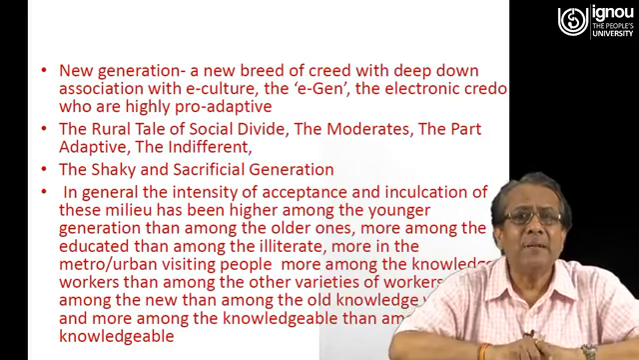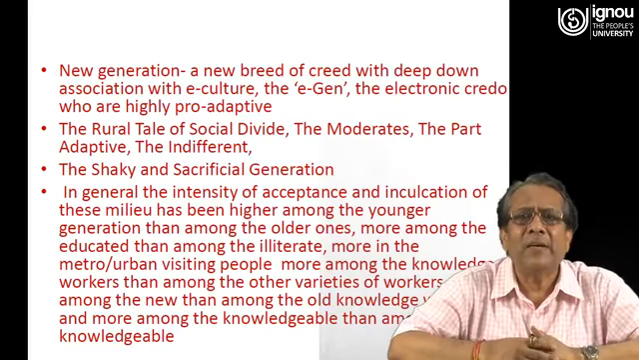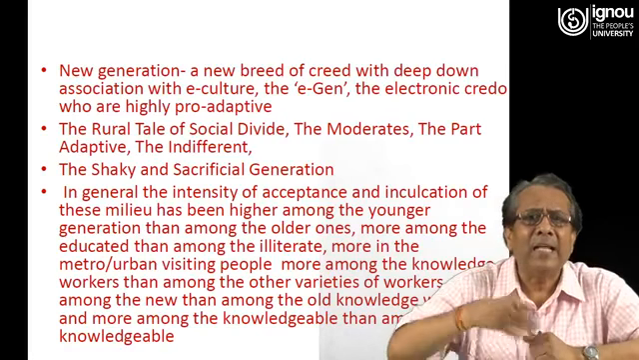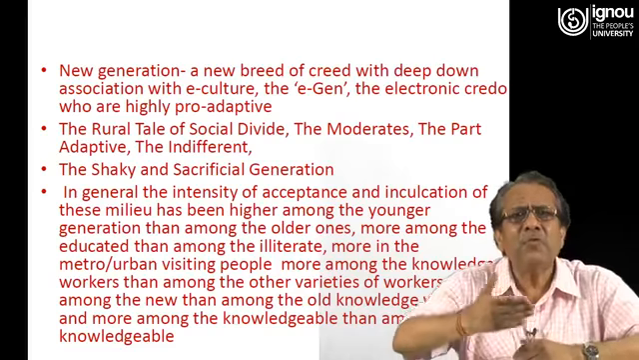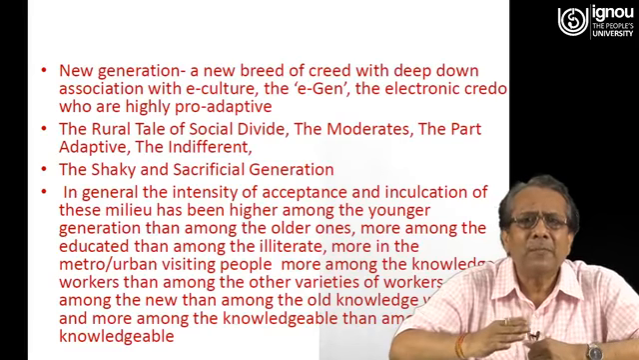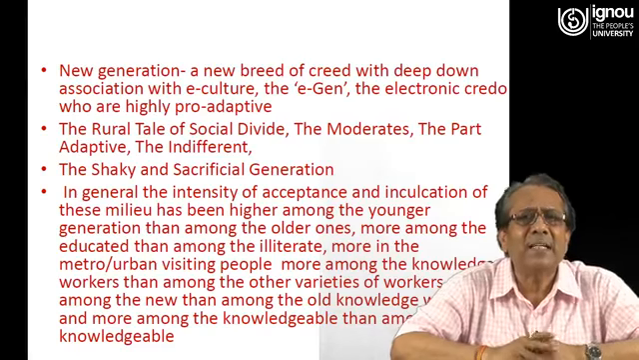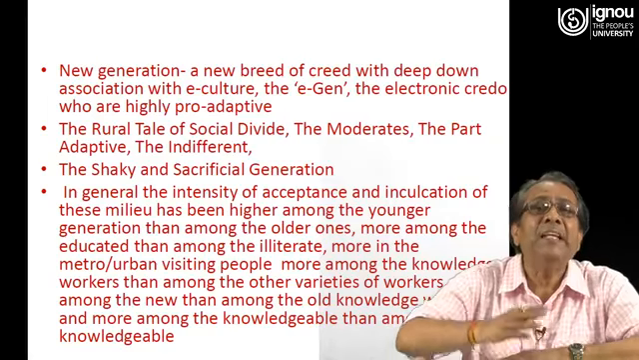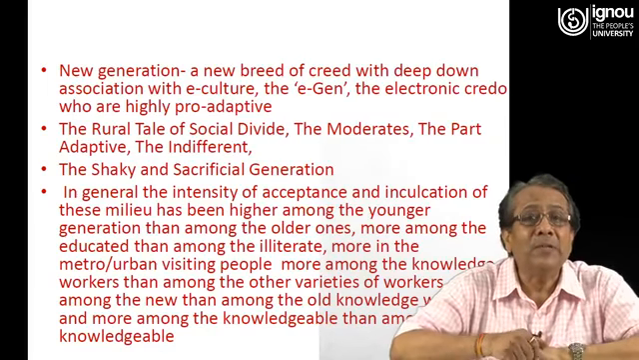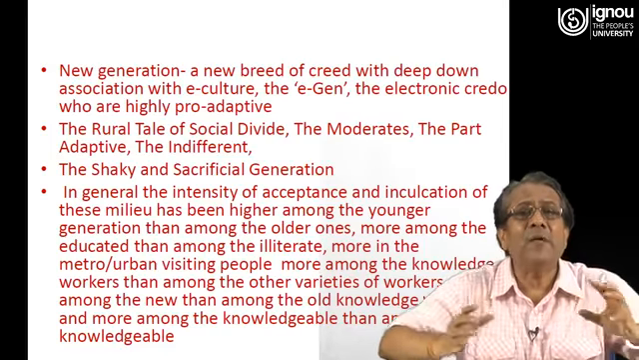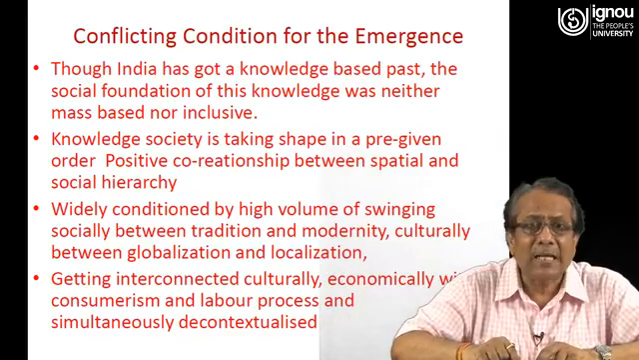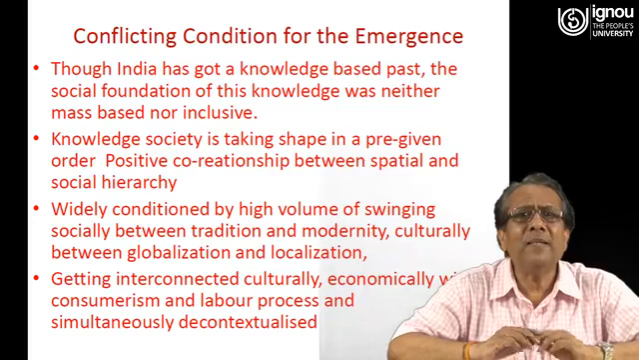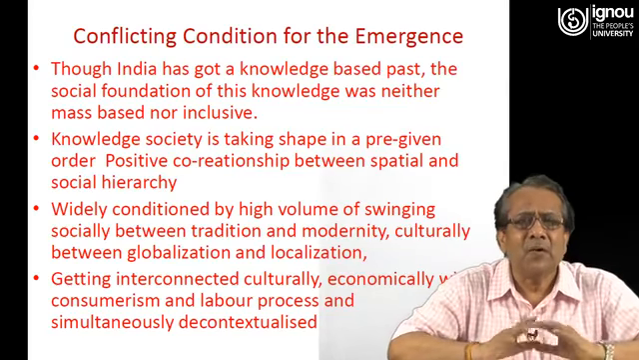Within that, there has been a new generation, the new breed, what you call the electronic generation. They are highly adaptive, and we also find a moderately adaptive group. We also have a shaky, sacrificial generation, that is the elderly generation, and a kind of cultural conflict and cultural adjustment takes place between these two categories of people. The new generation is highly adaptive to the new technologies, and the old generation is either partly adaptive or indifferent to this culture. So a new cultural milieu has set in with the arrival of a new society. So we find a conflicting condition in the emergence of this society. What is that conflicting condition we talk about?